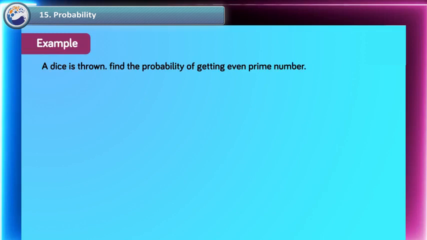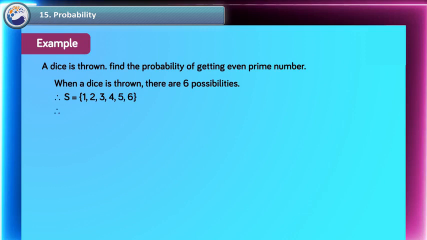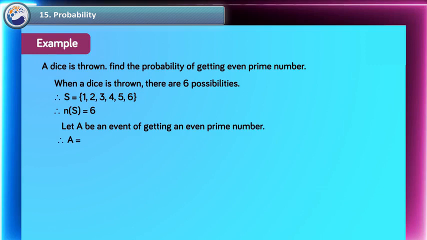Example, a dice is thrown. Find the probability of getting an even prime number. Sample space S is equal to 1, 2, 3, 4, 5, 6. Therefore, n of S is equal to 6. Let A be an event of getting an even prime number. A is equal to 2, since 2 is the only even prime number. Therefore, n of A is equal to 1. Hence, the probability of getting an even prime number is n of A upon n of S, which is equal to 1 upon 6.